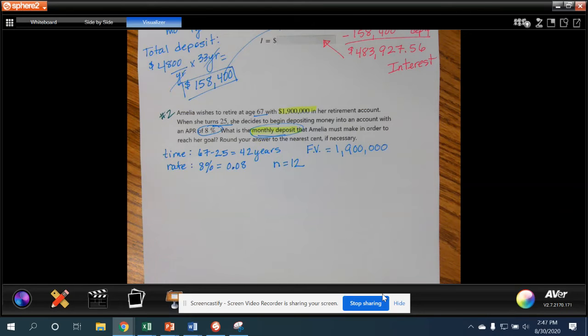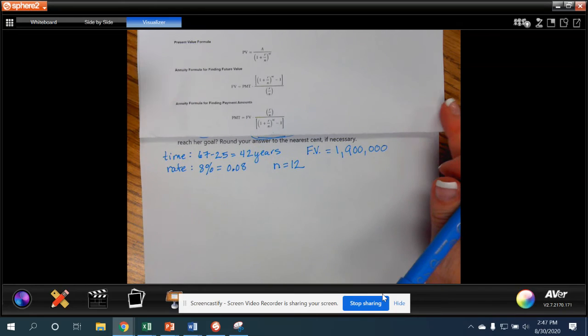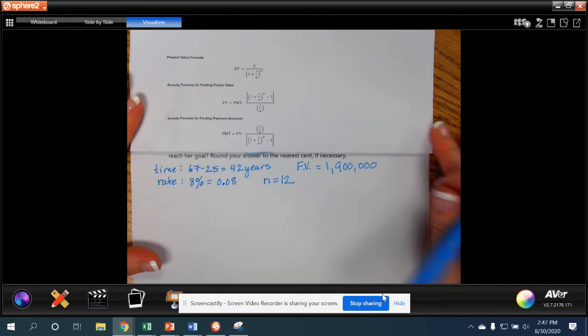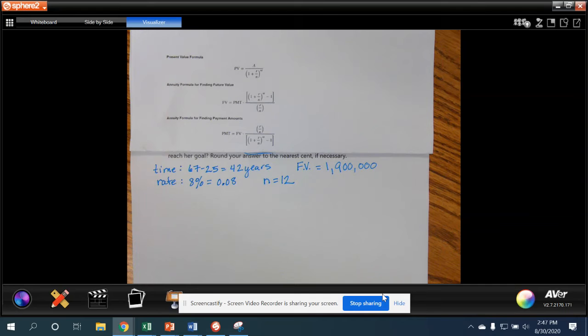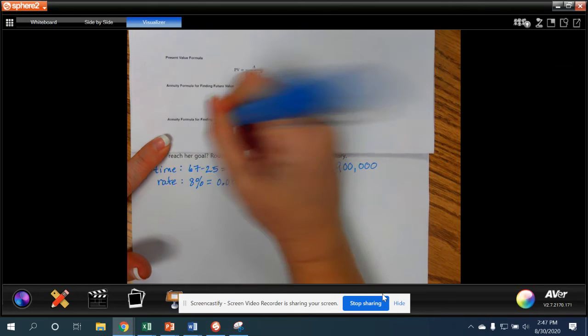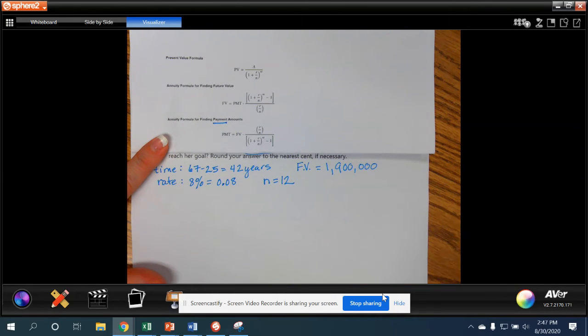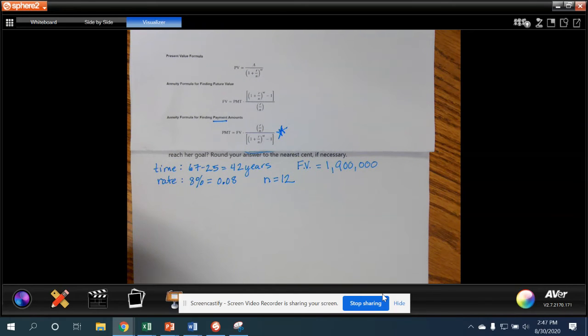Looking at here, I made a quick list of formulas from that unit or section. Let me just put that up here. So off those ones, we're wanting to find out the payment amount. We're actually going to use this last one because we want to know how much to be depositing per month to make her dreams come true. Well, the nice thing is it's just like a puzzle, just fill it in.